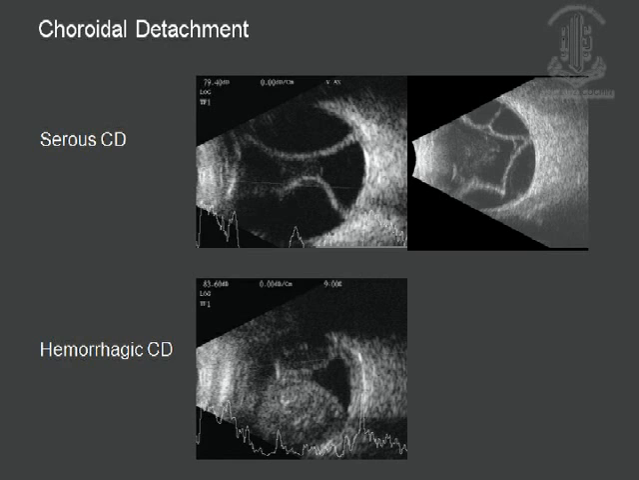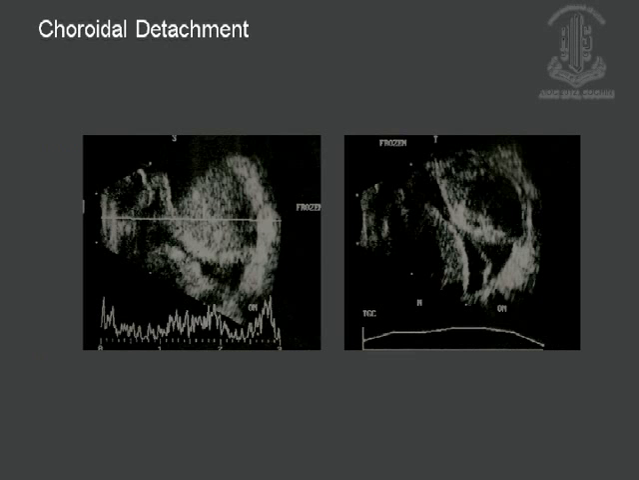And again, it is important to look at the suprachoroidal space in choroidal detachment. Is it clear or does it have echoes? If the suprachoroidal space is clear, then you know it's a serous choroidal detachment. If you have a lot of echoes in the suprachoroidal space, you know you're dealing with a hemorrhagic choroidal detachment.